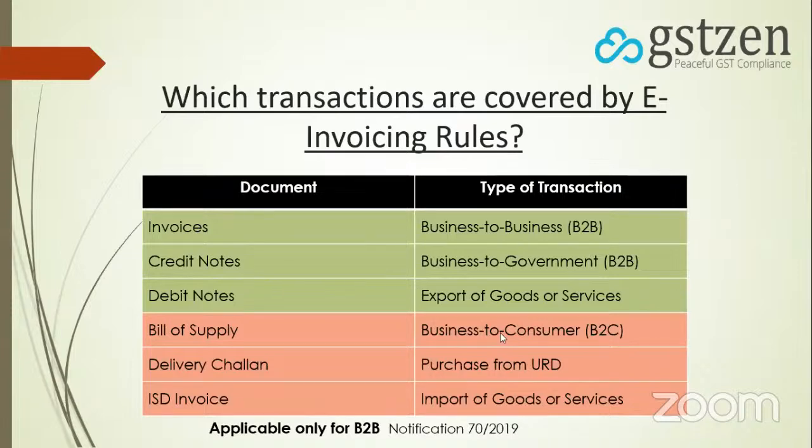Plus, you do not have to generate an e-invoice for a bill of supply, that is non-taxable supply, a delivery challan, or an ISD invoice. So, to keep it simple, whenever you're making a taxable supply to a registered person, you have to generate an e-invoice, and you have to generate an e-invoice against credit notes and debit notes associated with those taxable supplies. E-invoicing is not applicable for B2C or any purchases or imports, and in case of non-taxable supplies, your delivery challan and ISD invoice.